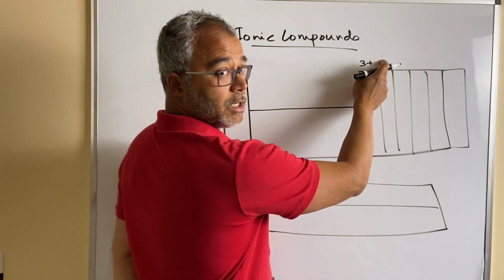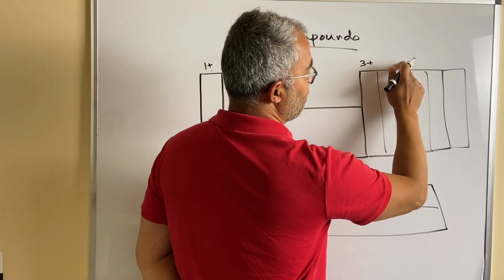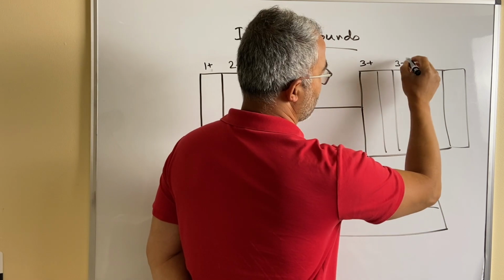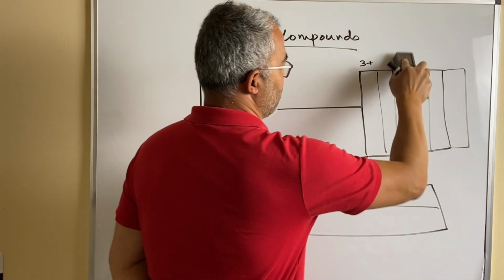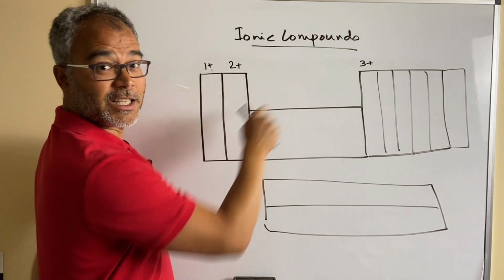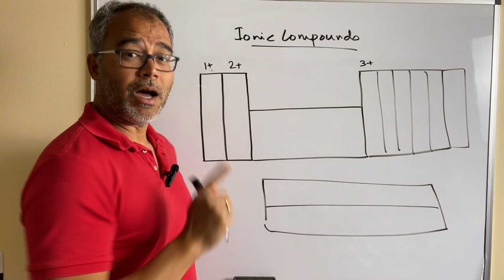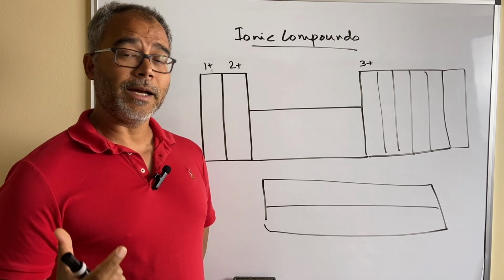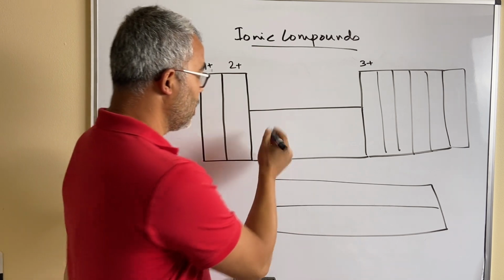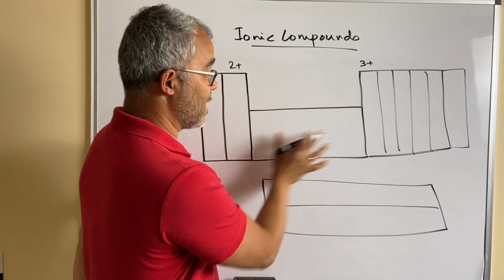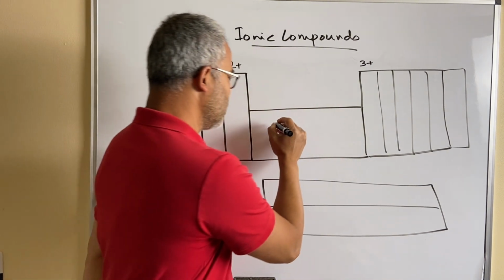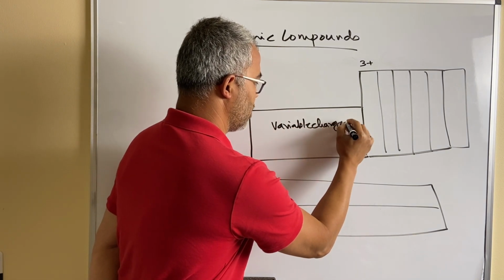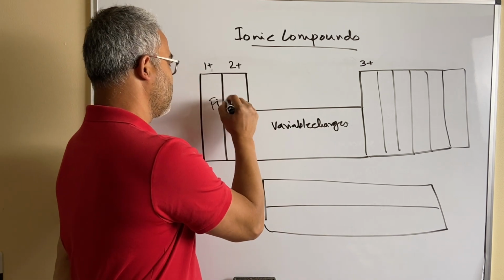Now, you skip over this group, and from group 5A onwards, that becomes the non-metals. We'll talk about that in a little bit, so I'm just going to stop at 3 plus for now. Those are your fixed charges. Now, there are a whole bunch of metals that form cations with more than one type of charge. A lot of them reside out here. We're going to call them variable charges, and these ones are fixed charges.